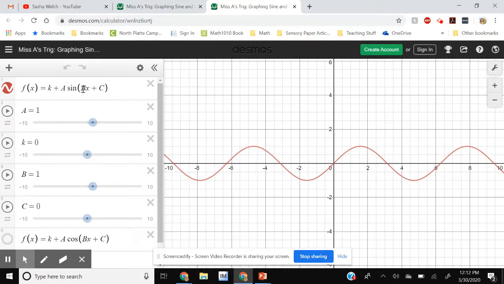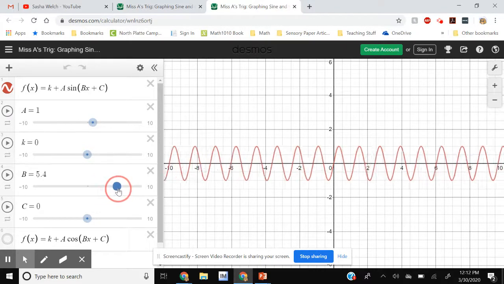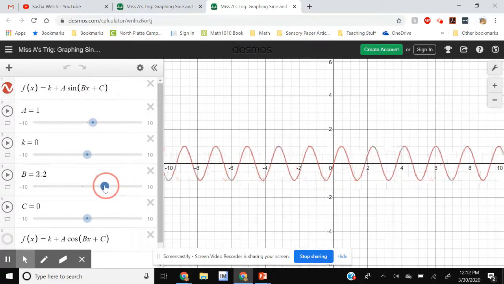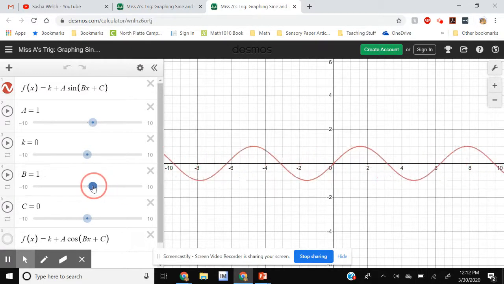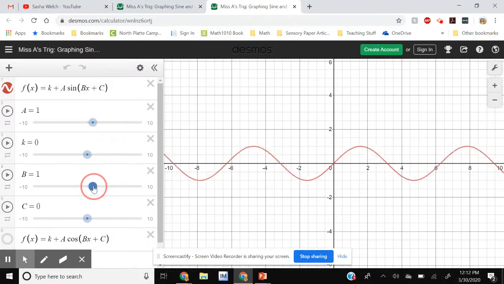Your b with the x changes the period of the graph. So the bigger I make it, the closer together it gets, the less time it takes for it to make a period. If I make it less than 1, it's going to take it longer to make a period of the graph. But it's always 2 pi divided by whatever that b value is.